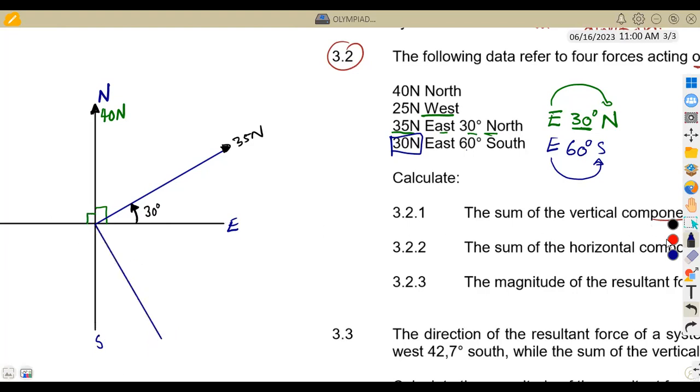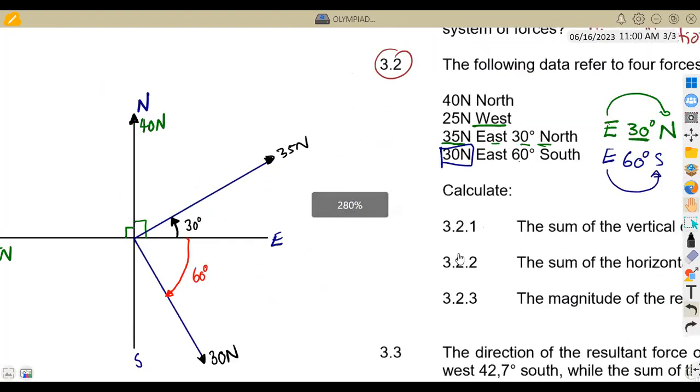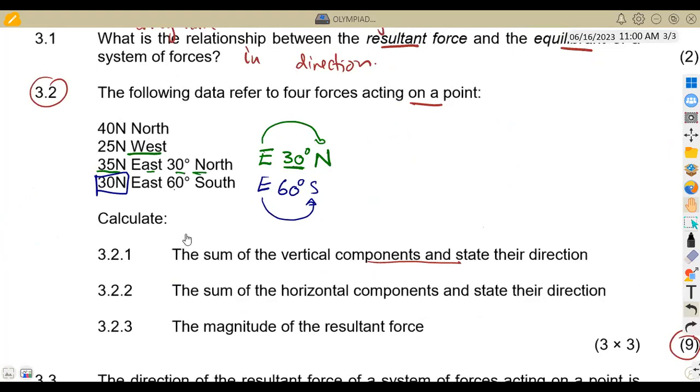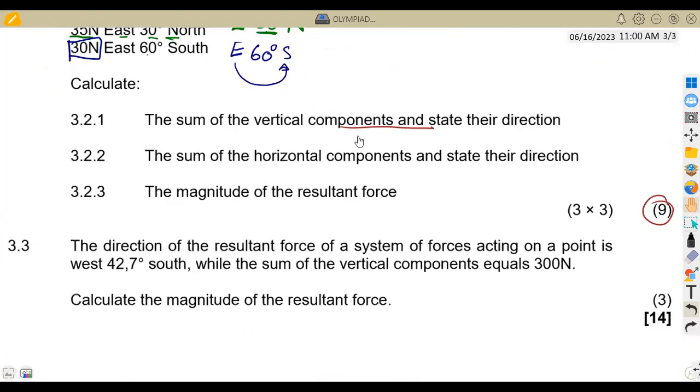All right, from the east. So take note, this is taken from the east going to the south. So from the east going to the south, that is where we have our angle of 60 degrees in this case. So this is what we are given, and our force at that moment is 30 kilonewton. So this is how our diagram was going to be from the given forces that we have. So our question now is to calculate the sum of the vertical components.